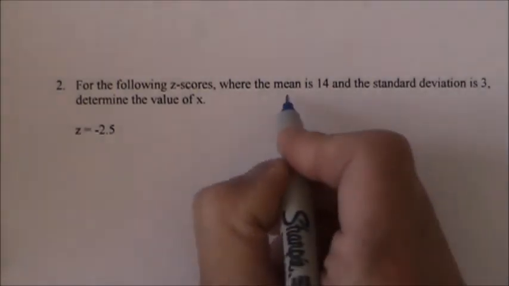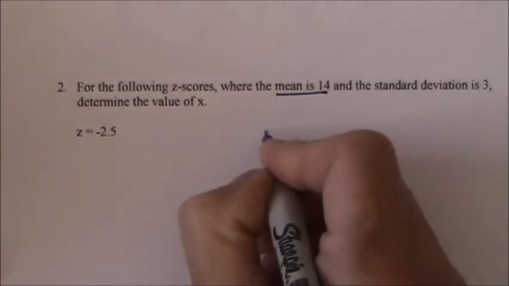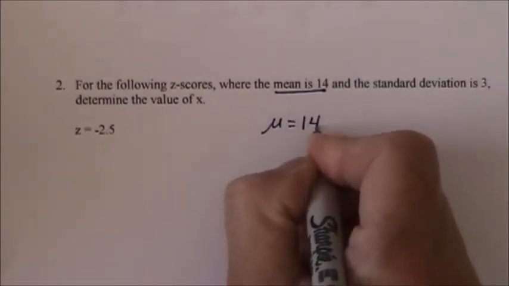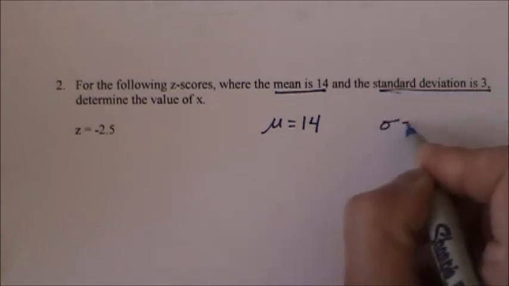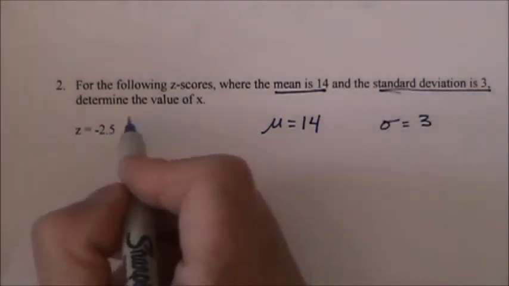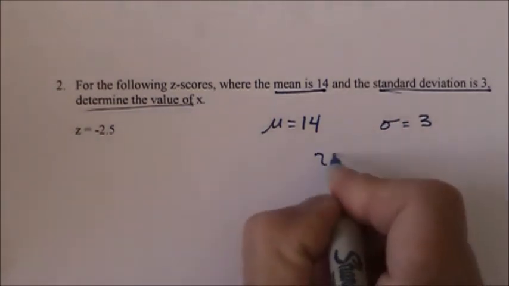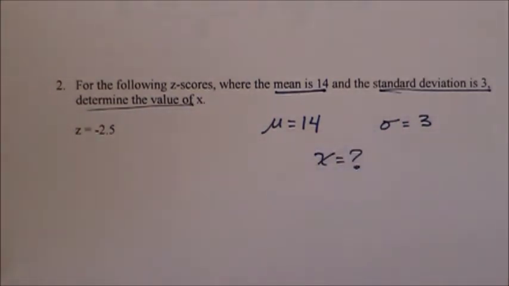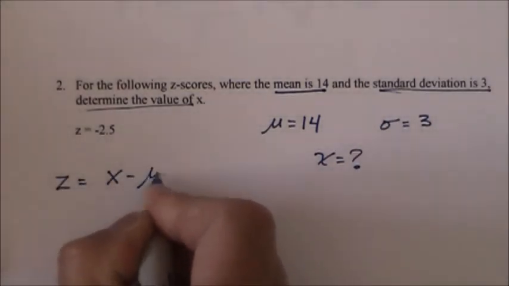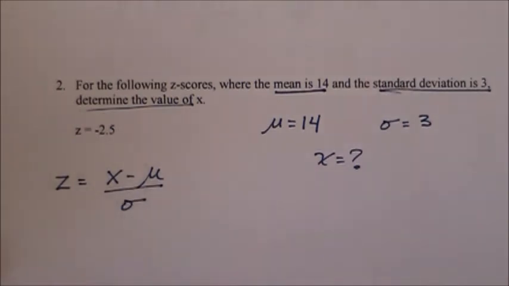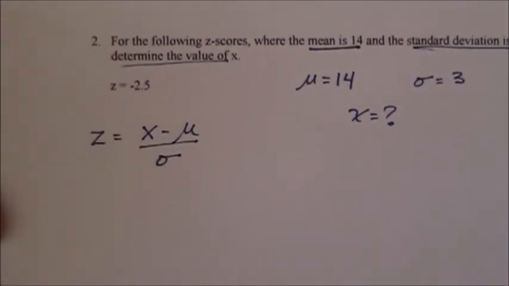So we're looking at a mean of 14. So mean equals 14. Standard deviation is 3. Determine the value of x. So x is a question mark. Looking at our z-score formula, z is equal to x minus the mean divided by the standard deviation. We're going to plug in all the values that we know.